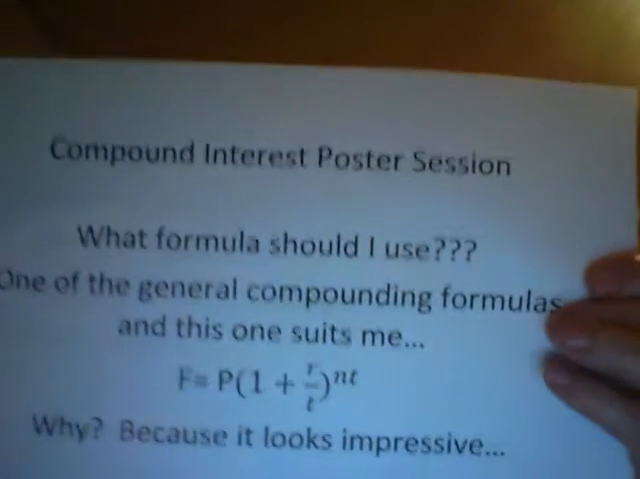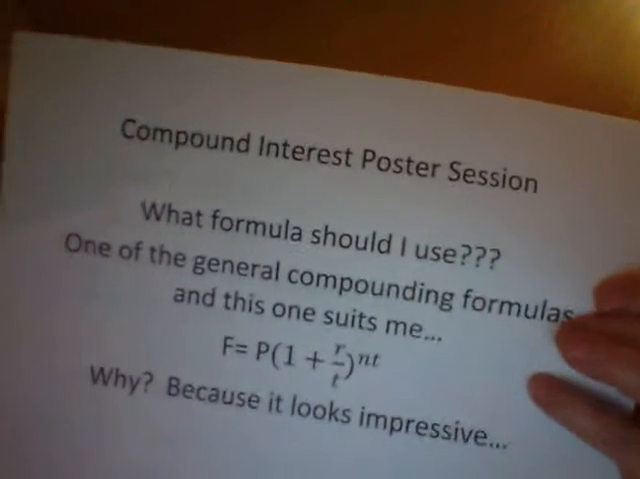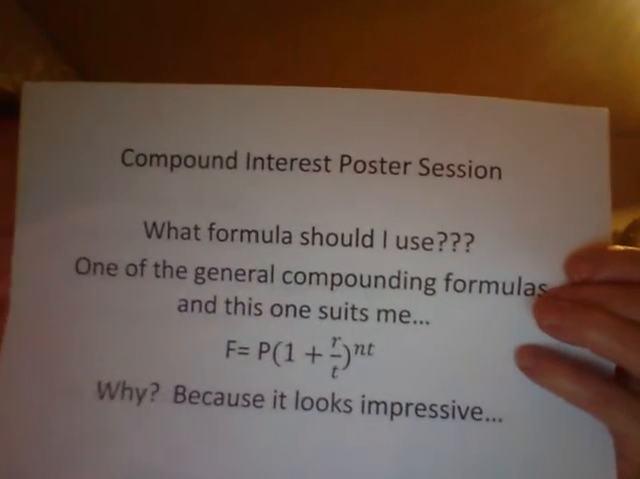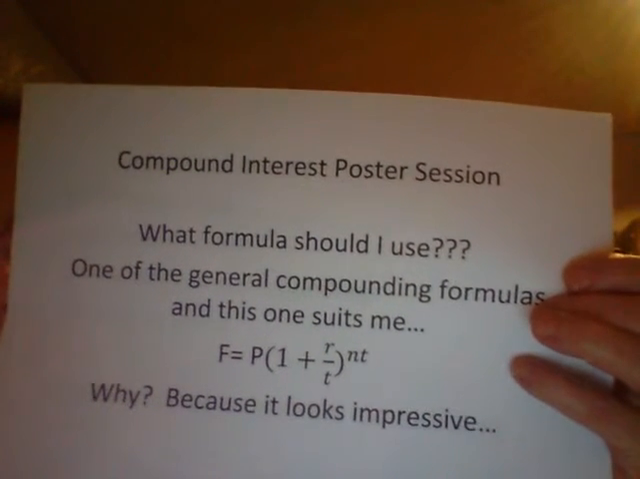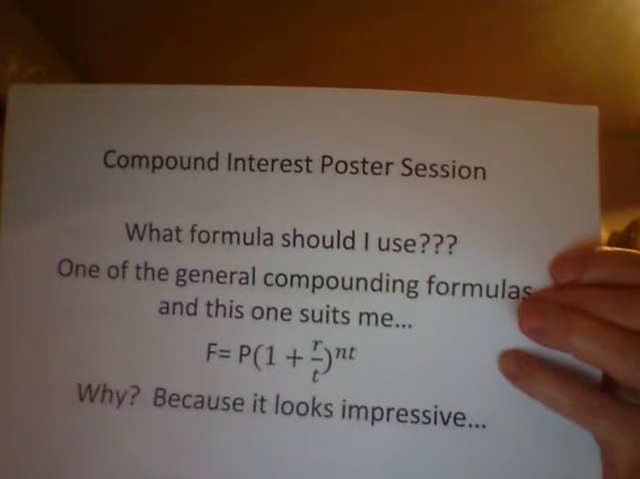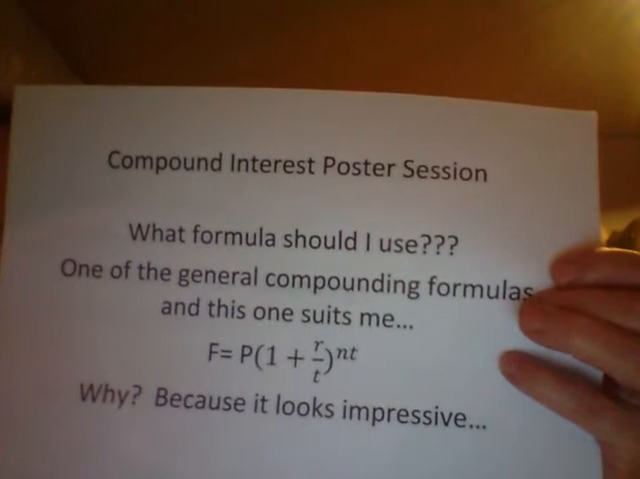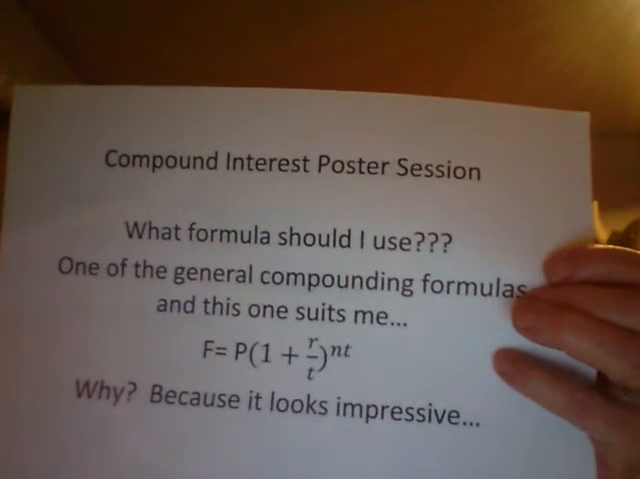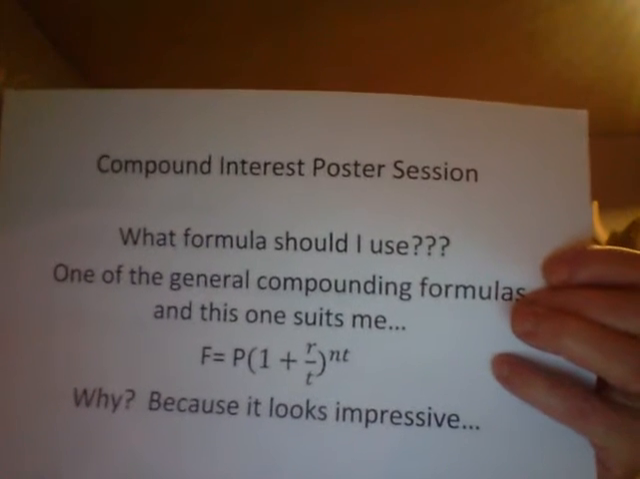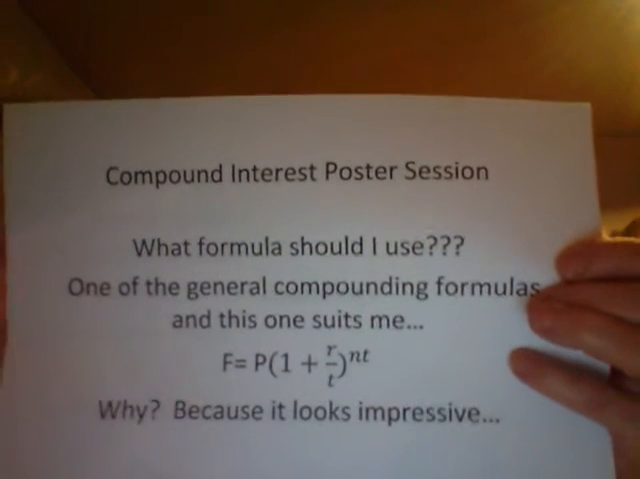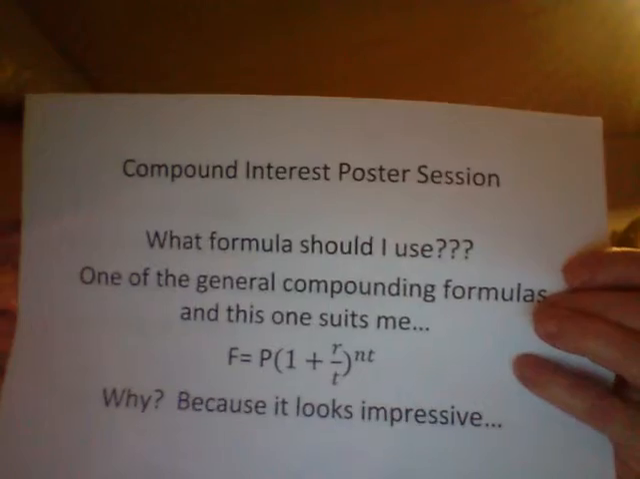So we're asked to decide what formula to use, and if we're familiar with one, to use that. In my case, I decided to use F equals P times (1 plus R over N) to the power of N times T. And why? Because I kind of recognize it from last semester, and because it kind of looks impressive.